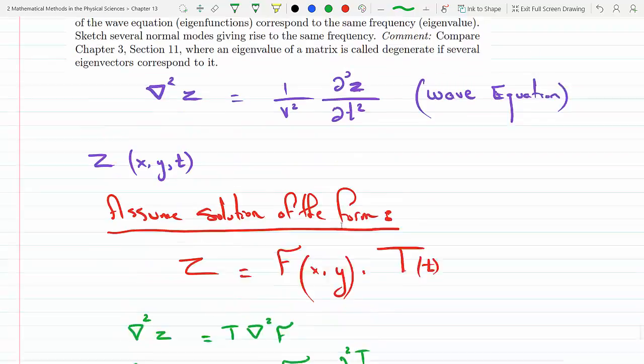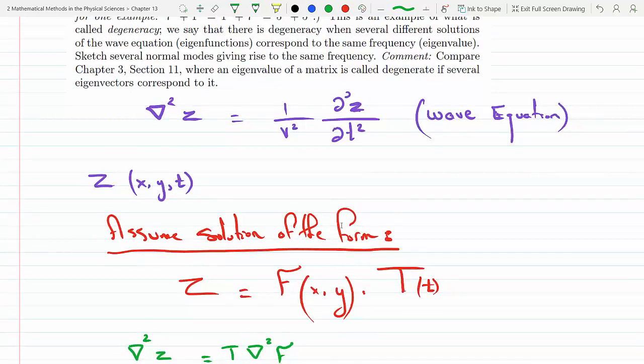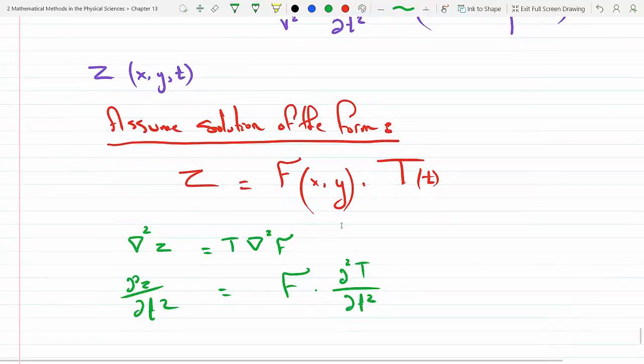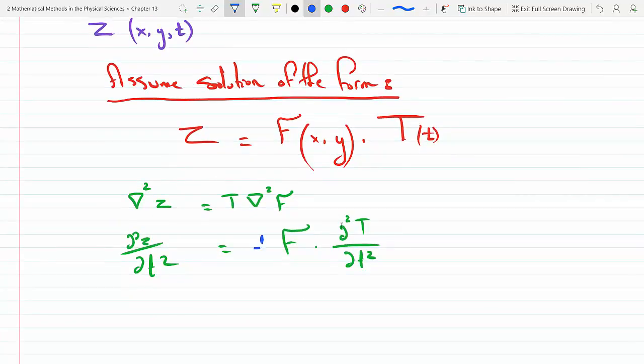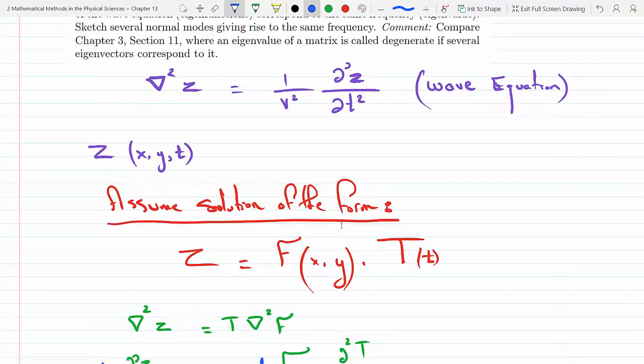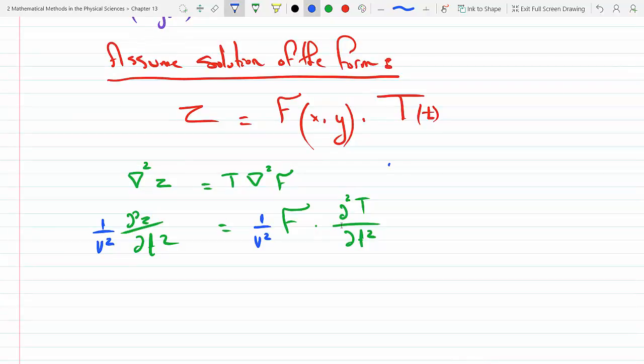And then if I go back, now this is the left hand side of the wave equation. For the right hand side, I need d squared z over dt squared, so all I do is differentiate this with respect to time. F does not depend on time, so this is just f times d squared T over dt squared. To get it in the form 1 over v squared, I could multiply here by 1 over v squared, just so that I could make it exactly like the right hand side of the wave equation. Now take these and plug them into the wave equation.